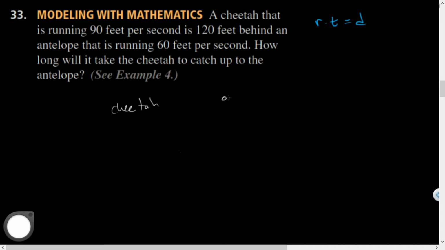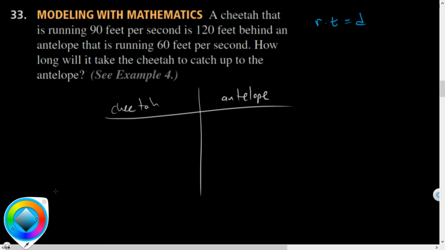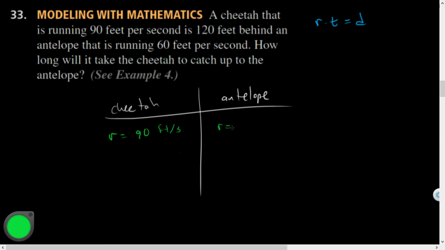Cheetah, antelope. All right, I'm just going to make a little table for each of these components. So for our rates, track with me here. The rate of the cheetah is 90 feet per second, right? The rate of the antelope is 60 feet per second. Question, comment?